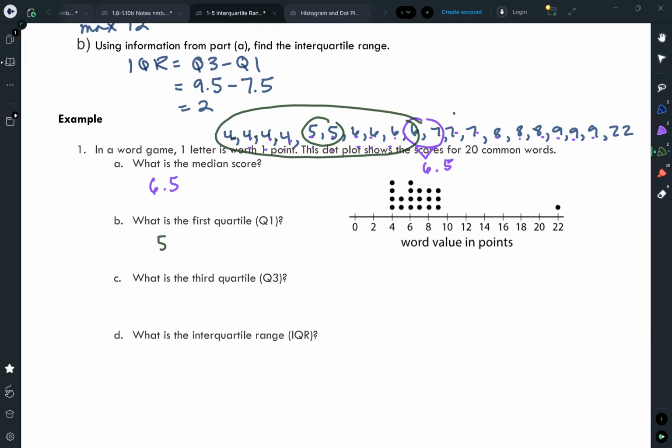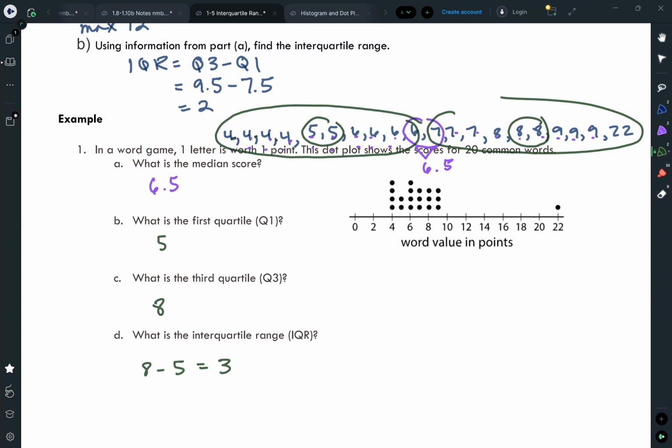So for Q3, I'm looking at the 7 on up. And again, because there's 10 values, it's going to be the 5th and 6th value. We're just averaging them together. And the middle of 8 and 8 is just 8. What is my interquartile range? Well, that's going to be 8 minus 5, which is 3.